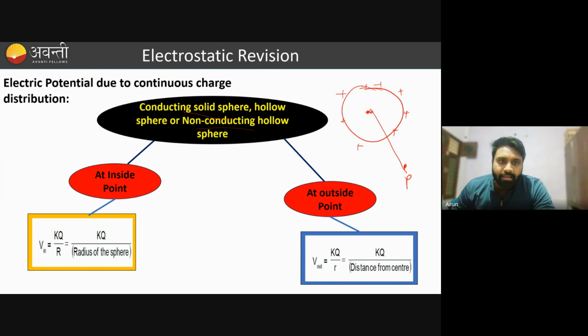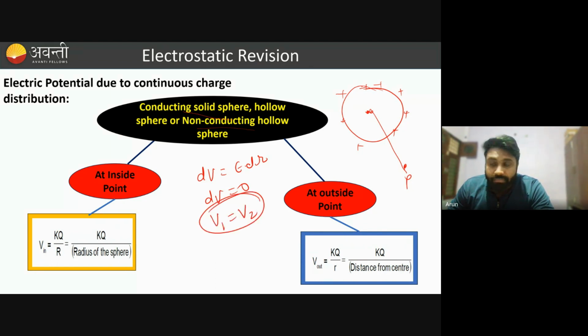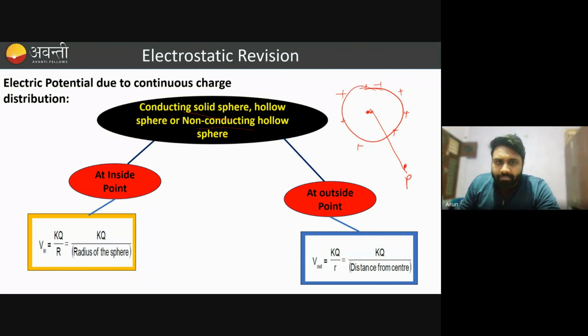Got it? At an inside point, we know that the electric field is 0. If this is the relation, dV is equal to minus E dot dr, and E is 0, which means dV is equal to 0. dV equal to 0 means V1 is equal to V2, which means the potential is not changing inside. It is a constant quantity. And how much can the potential change? The potential will change up to the surface.